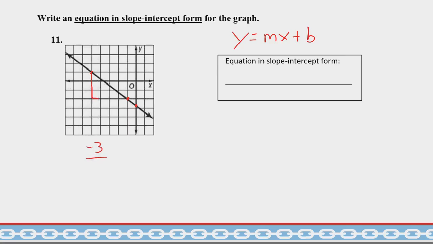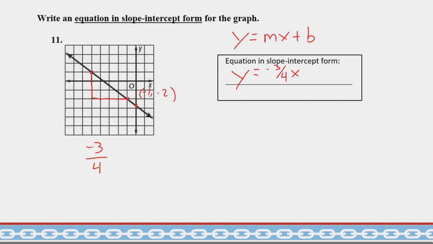And then right, 1, 2, 3, 4. Right, so I have a slope of -3/4 plus my y-intercept that I don't know yet. Right, so I can use a point, and I'm going to use this point right here of -1 comma -2.